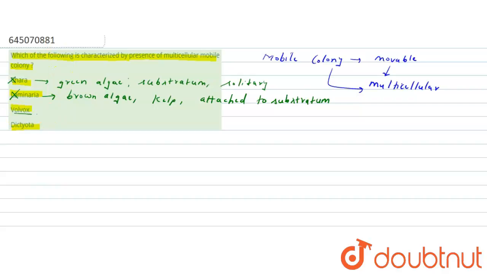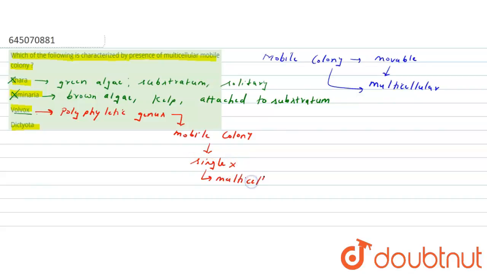The next is Volvox. Volvox is a polyphyletic genus which has mobile colony. They form colonies, and these are multicellular colonies, and they are movable. So that is why this option will be our correct answer.